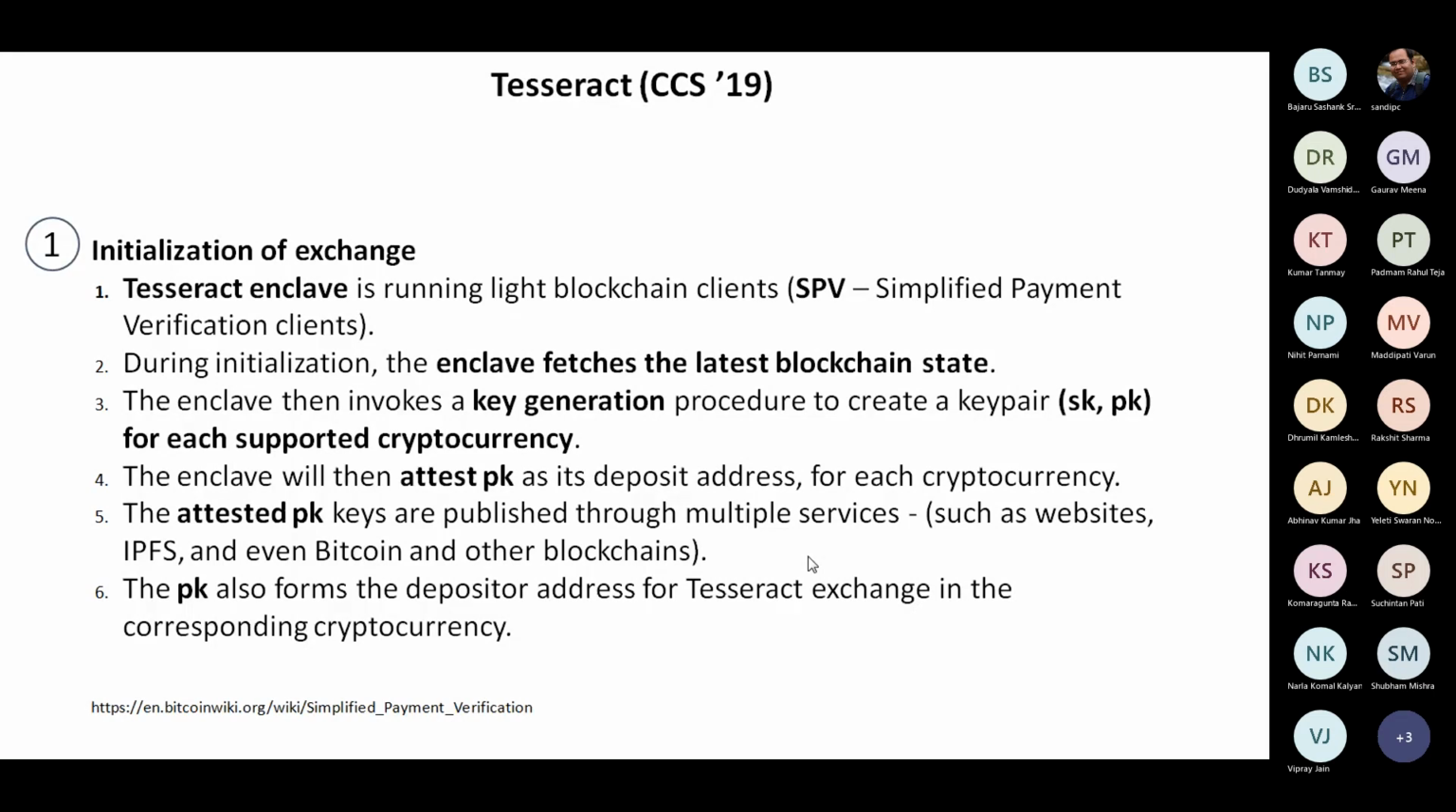And how do you make the deposit? You make the deposit by making payment to this Tesseract public key, which has been attested in a particular cryptocurrency. So you can pay, say, 100 Bitcoin to Tesseract's public key in the Bitcoin network. And that is how basically you have opened a Bitcoin account with Tesseract. Similarly, if you want to open a Litecoin account with Tesseract also, you will pay, say, 1,000 Litecoin in the Litecoin network to Tesseract's Litecoin public key address, and that is how the initialization is done.